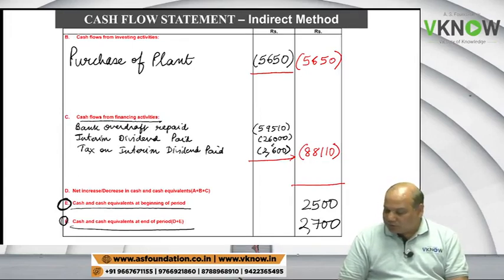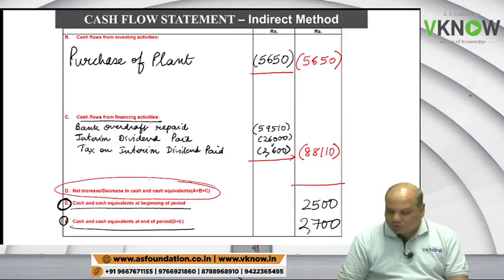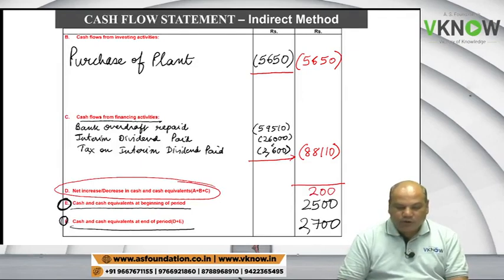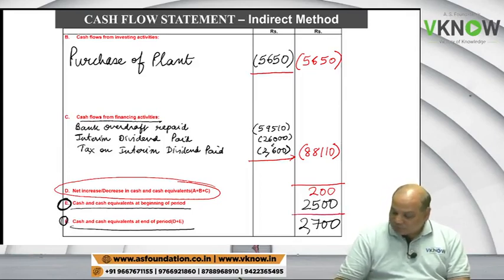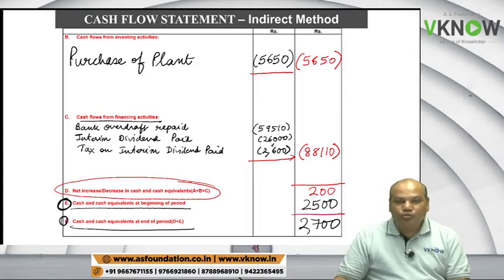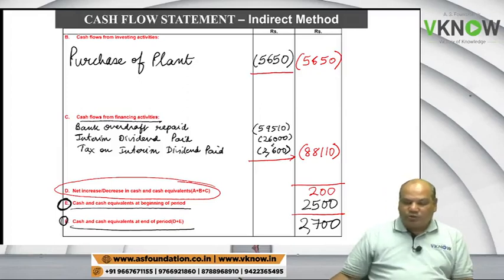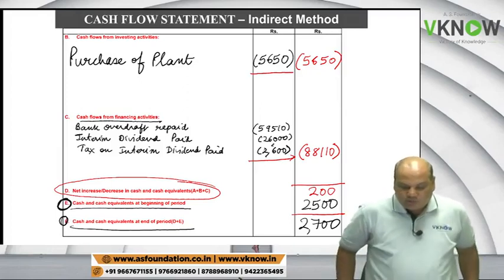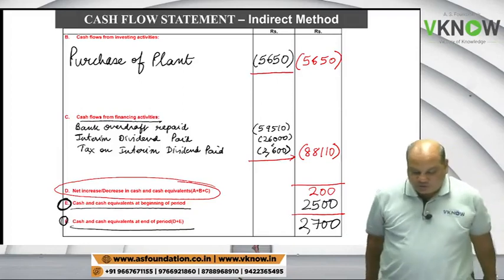Now tell me point number D. Net increase or decrease in cash and cash equivalent. So net increase 200, positive. Very good, Surya. Total of the 200 plus 2,500 is 2,700. Jan is also right.